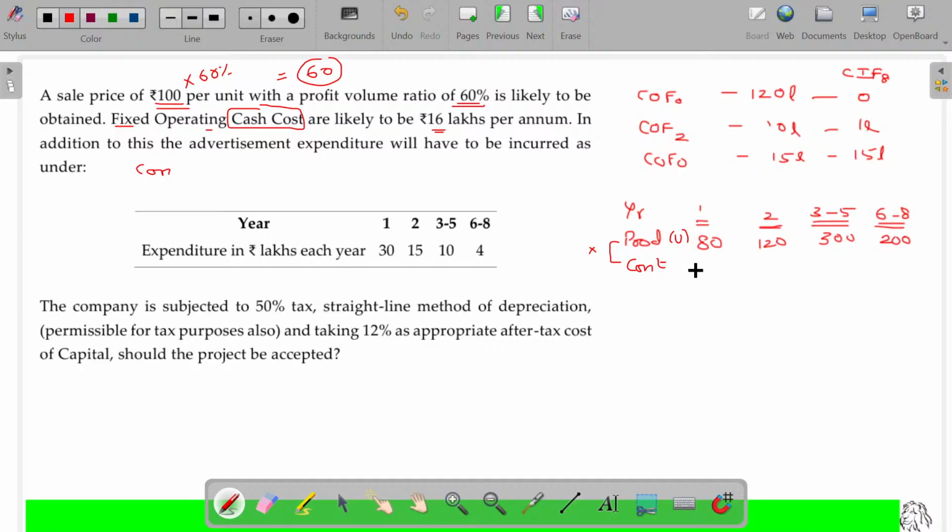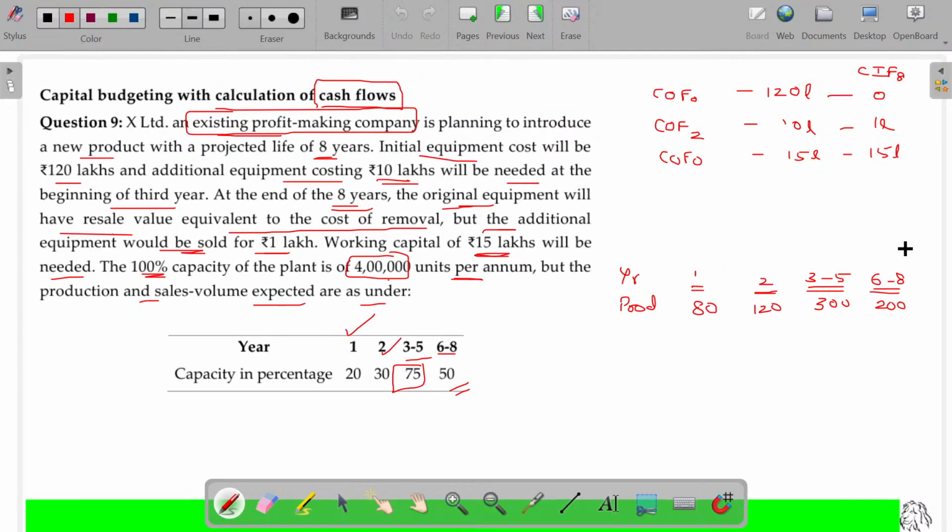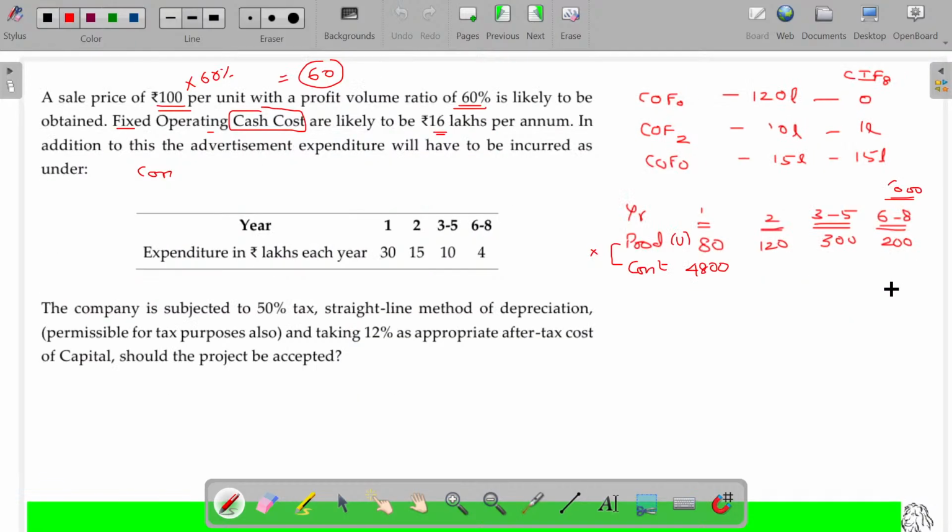60 into 80 is 4,800 thousands or 48 lakhs. In this I have reduced 3 zeros, so all are in thousands. Next, you have to multiply with 60. 120 into 60, the value being 7,200. 300 into 60, 18,000. 200 into 60, 12,000.